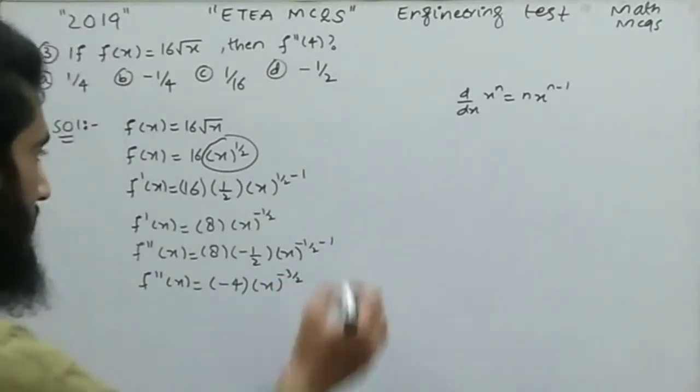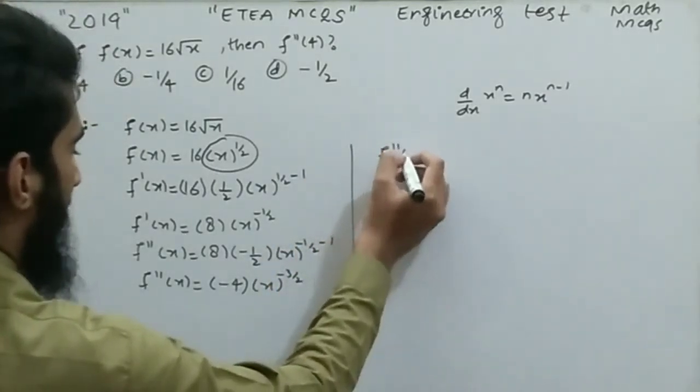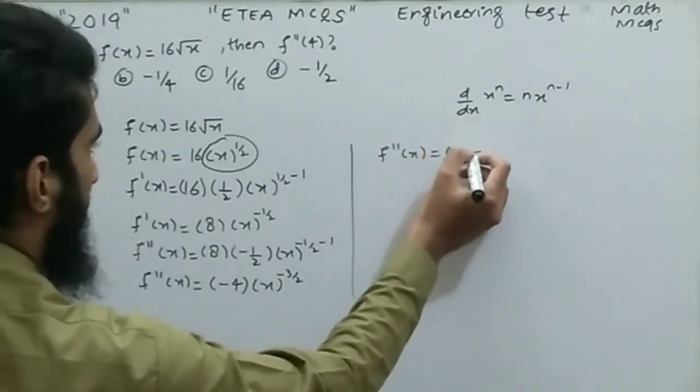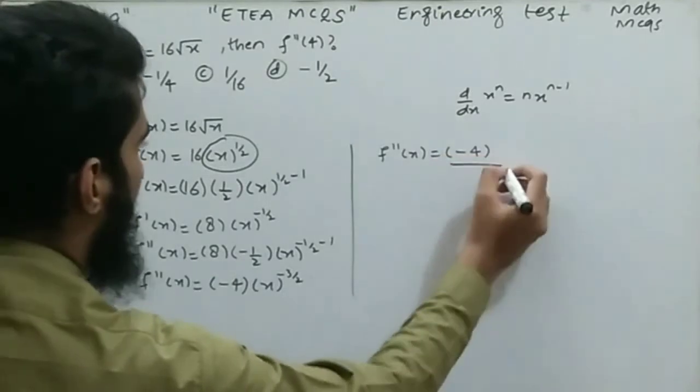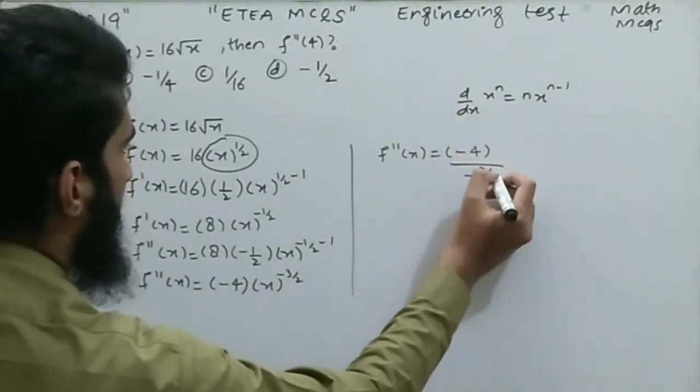Now after this, f double prime of x will be equal to minus 4. Over here the power of x is negative, so by moving it to the denominator, its power becomes positive. It becomes x power 3 by 2.